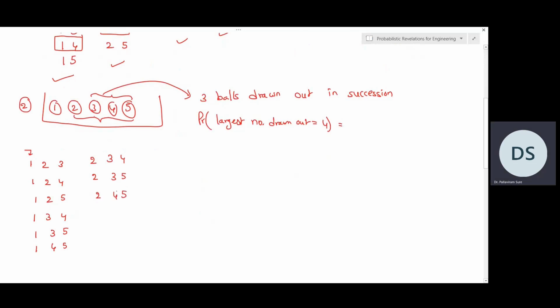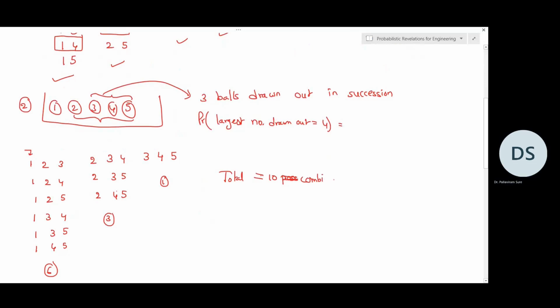Again, go with 3, 4, 5. So fix the 3. Then we will have only one possibility. So 3, 4, 5. So observe 3 plus 3, 6 total here. Again 3 here and 1 here. So totally again, there are 10 possibilities. So total, there are 10 combinations possible.